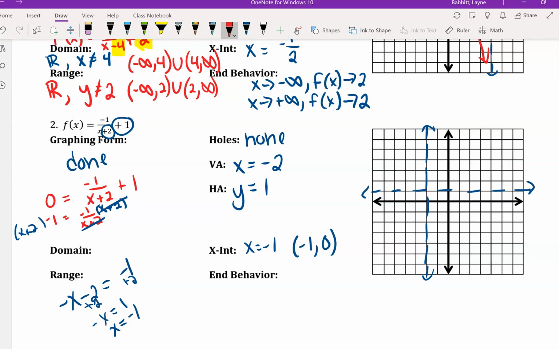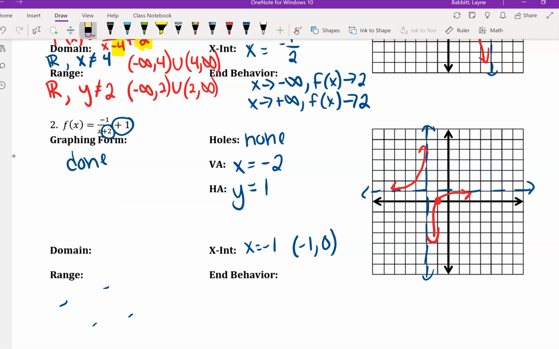I'll plot that. That's my x-intercept, which means my curves must look something like this. Remember when you draw these to be careful about not crossing the asymptotes. All right, I'm going to erase some of this work, so if you didn't get it down, maybe pause the video so you can write it all.